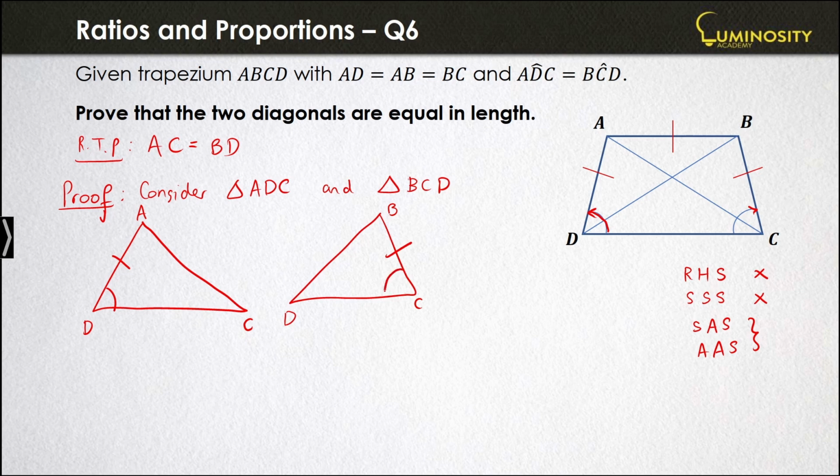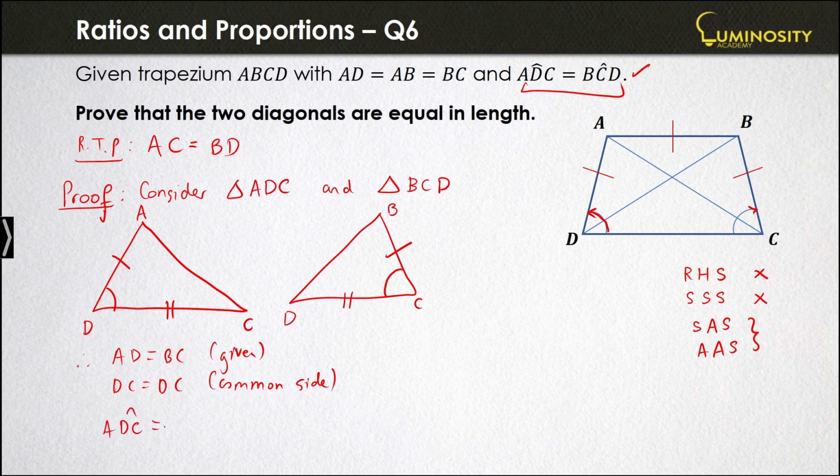And we know that angle C here is equal to angle D here. We were given that information. And notice that they both share a common side, DC. Now look at this. We've got an angle that's included between two side lengths that are equal. So therefore, I can say that AD equals BC, that was given. Okay. I can say that DC equals itself. That's a common length. Okay, so a common side. And then lastly, we're given that angle ADC is equal to angle BCD. And again, this was given to us.